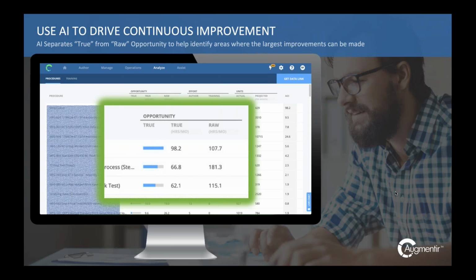Now, if you look at the next item, there's 181 hours of raw opportunity per month and 66 of true. If you didn't have the AI engine involved, you would be primarily focused on number 2. And while you would certainly have gains there, focusing on that first procedure and optimizing that procedure provides you significantly more upside in opportunity. So really highlighting and keying in on the areas of greatest opportunity for your workforce and for your operation overall.